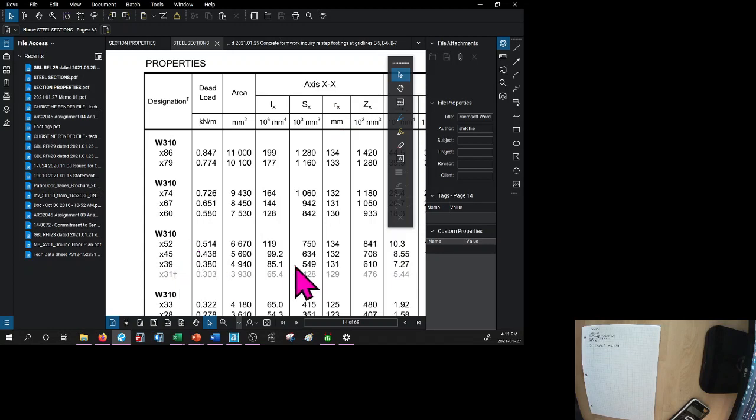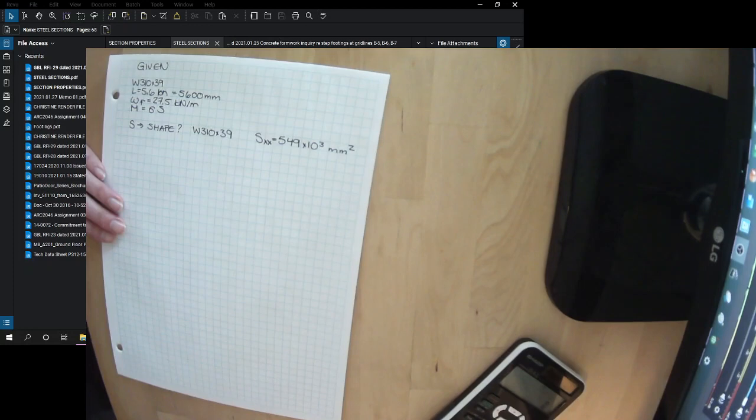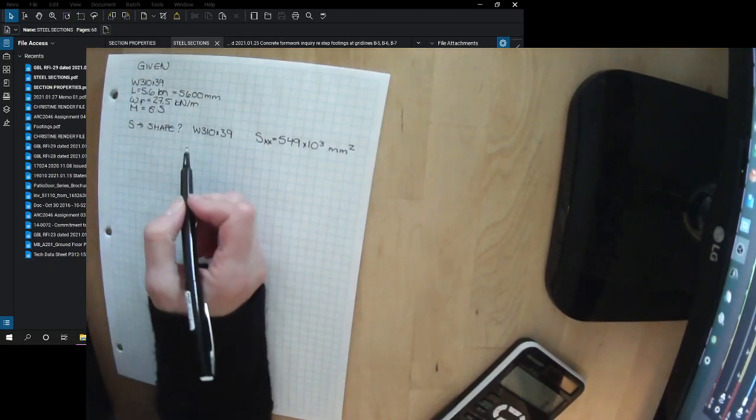For a W310 by 39, our SX is 549, but look up here, times 10 to the 3 millimeters cubed. So that's really important. We have SXX equals 549 times 10 to the 3 millimeters cubed. So we have information now about our shape.